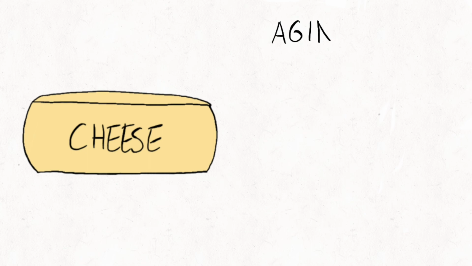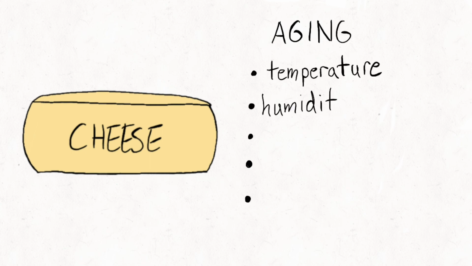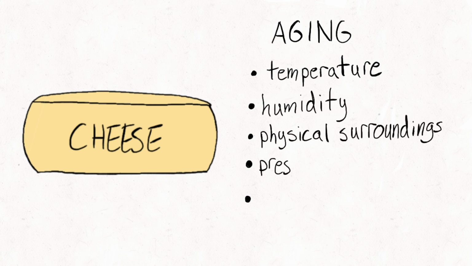The aging process allows the secondary culture to grow in the appropriate conditions such as temperature, humidity, physical surroundings, presence of microflora, and other manipulations like the presence of oxygen.